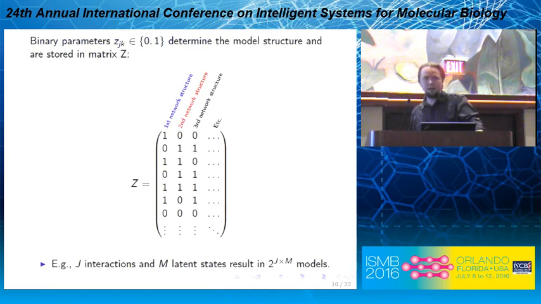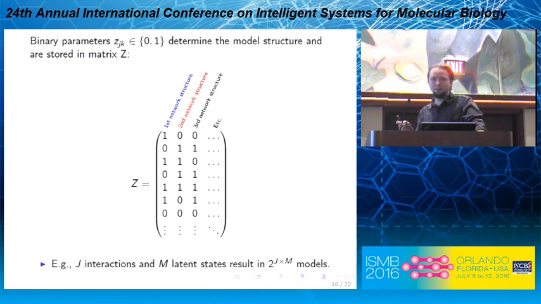And in a similar manner as in the toy example, the model structure depends on these binary parameters. And in our work, we have noticed that it's very convenient to collect these binary parameters into this kind of matrix, where each row corresponds to one interaction or mechanism, and then each column determines the network structure which is active in a certain latent state.